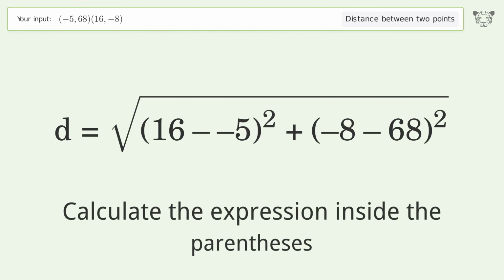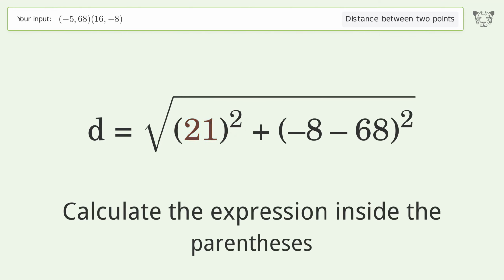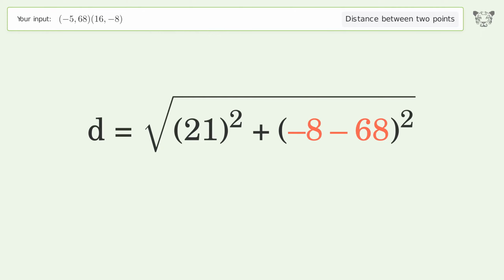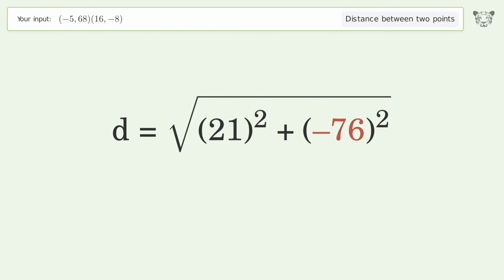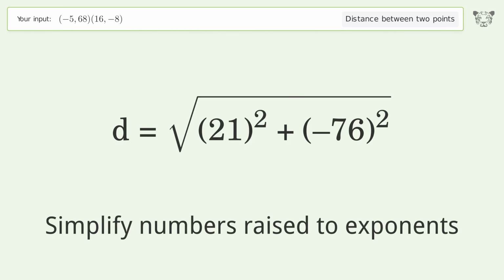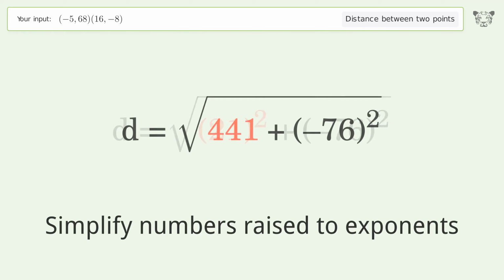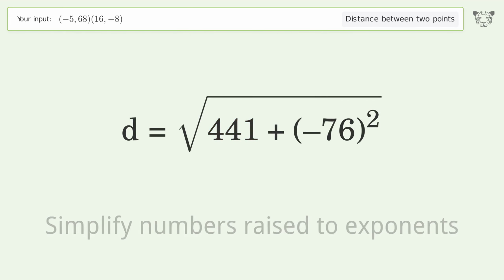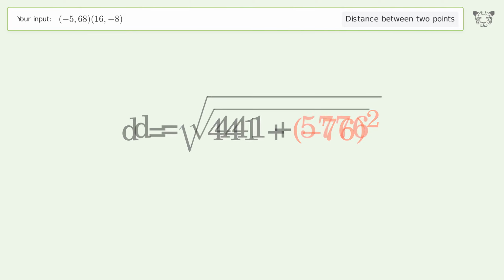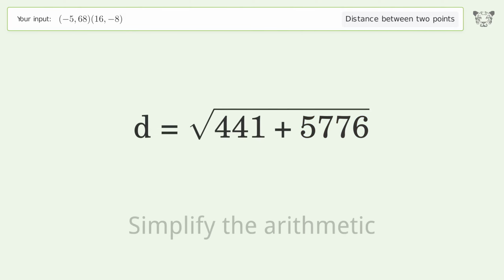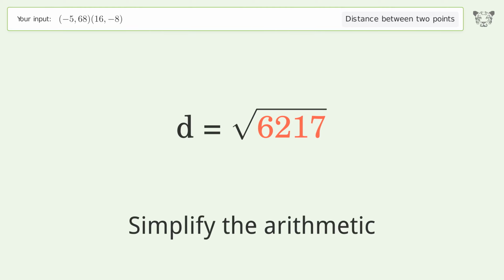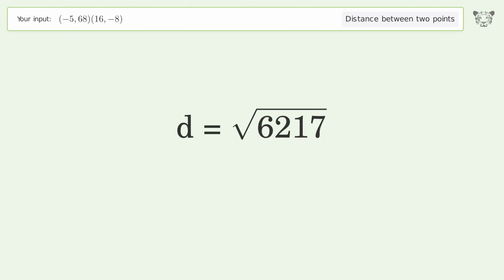Calculate the expression inside the parentheses. Simplify numbers raised to exponents. Simplify the arithmetic. And so the distance between the 2 points is the square root of 6,217, or 78.848.